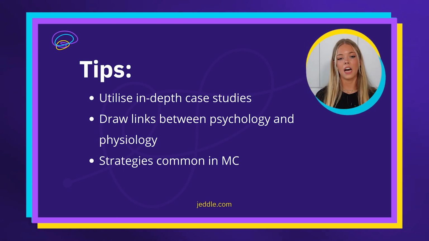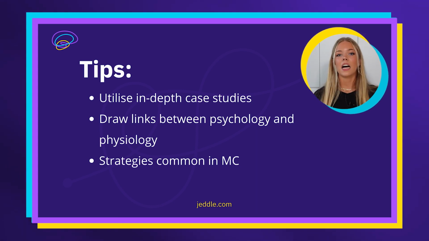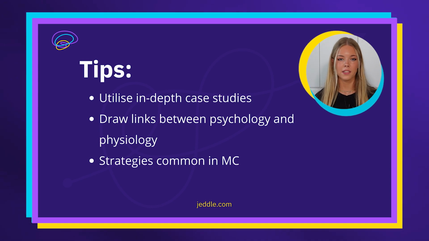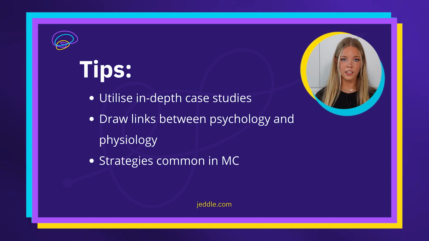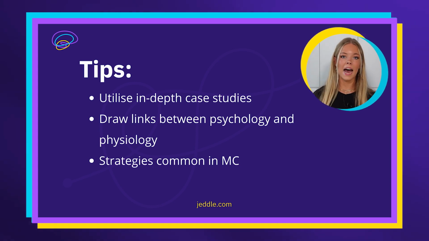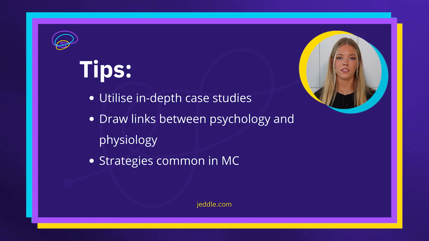A second tip regarding drawing links between psychology and physiology is to understand how certain mental responses manifest in performance. For example, if you were considering state and trait anxiety in a question, they would expect you to link this back to how it shows in an athlete's performance. So this might be sweating, nervousness, shaking, and a lack of muscle control, for example.